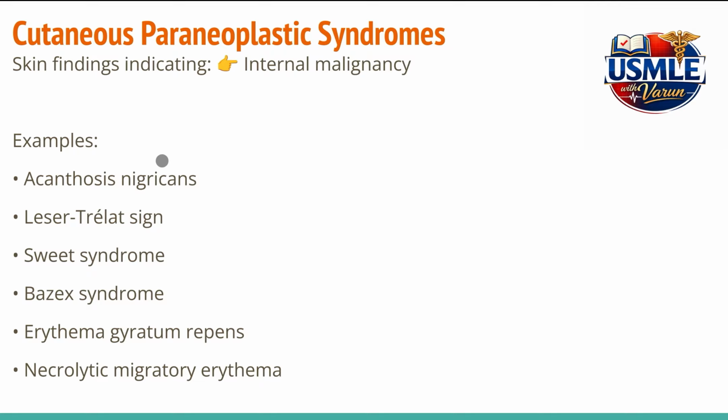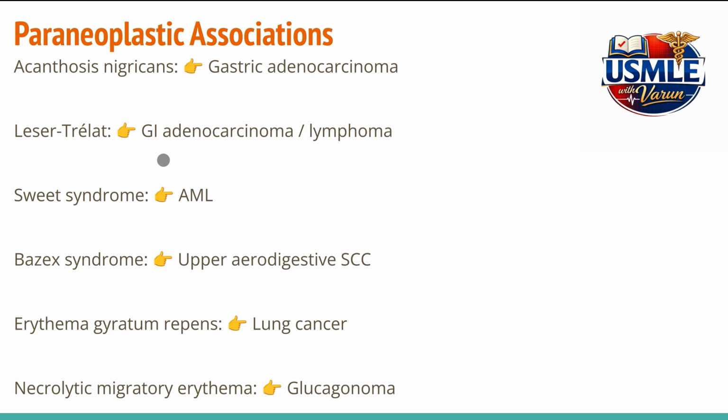Some skin findings indicate internal malignancy, so these are called the paraneoplastic syndromes. They act as external clues to hidden cancer. So dermatology becomes a window to systemic diseases also. It's not just a cutaneous thing, as we have discussed many times till now. It's not something that's only cutaneous. It's an indication for systemic illnesses. Each condition is linked to a specific cancer.